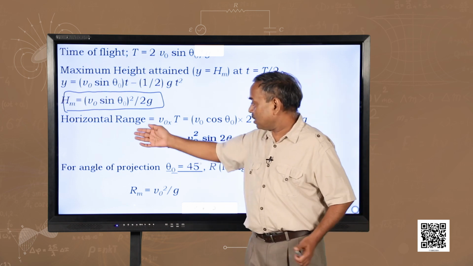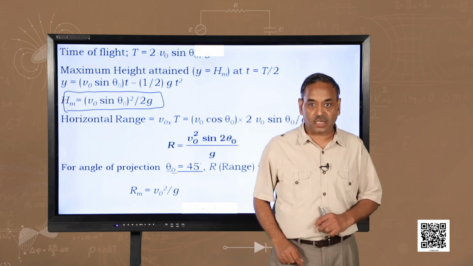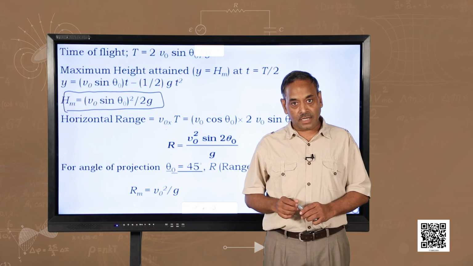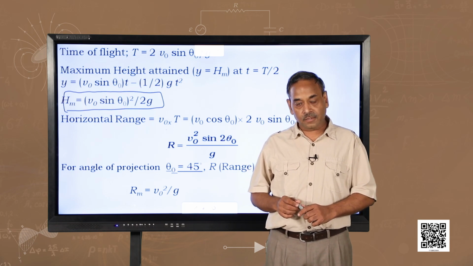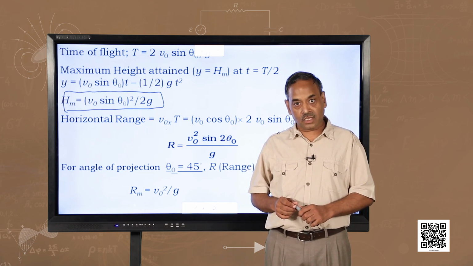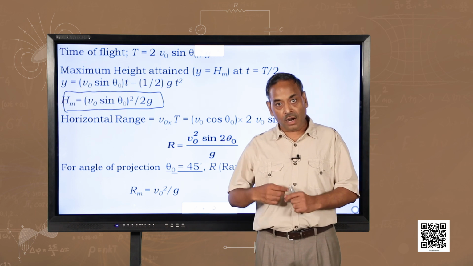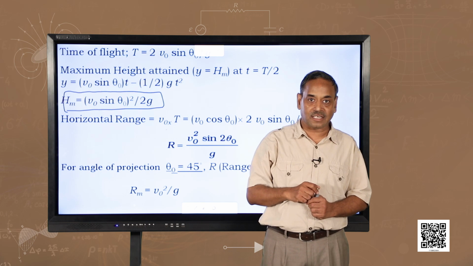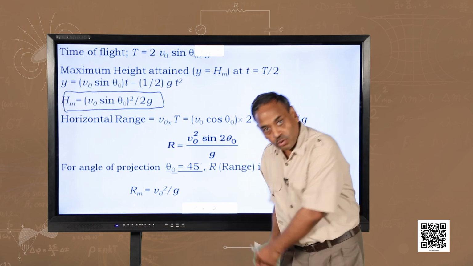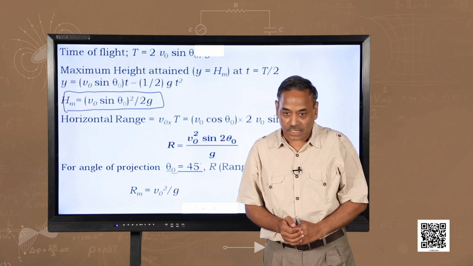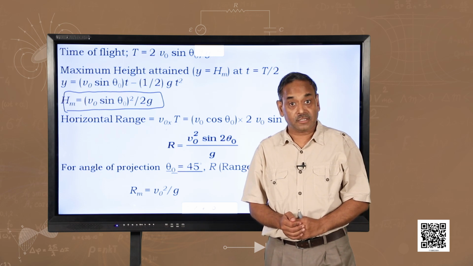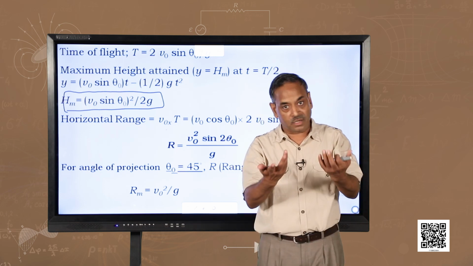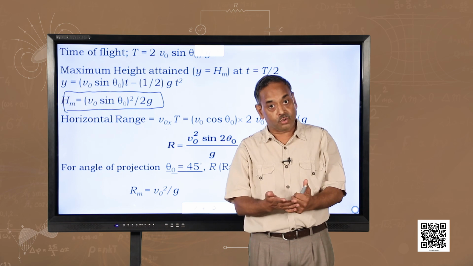H is equal to the horizontal. How much distance has it moved? You might have seen that it is being advised that in the game of cricket or in the game of football, if you want the ball to go the largest distance, you are advised to kick it at an angle of 45 degrees. How so? Let us see.